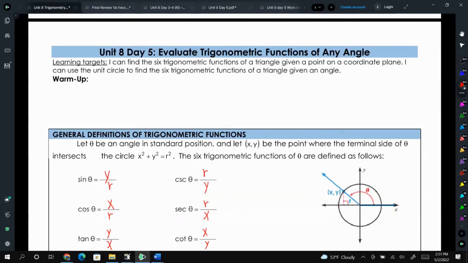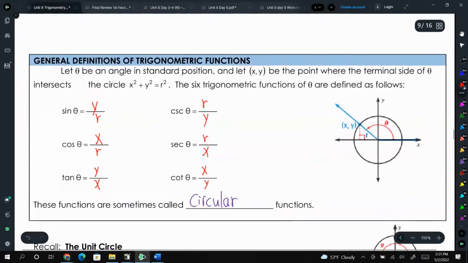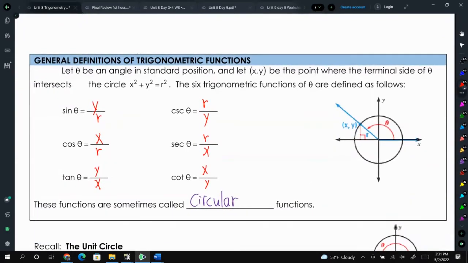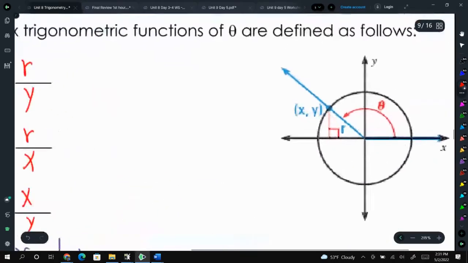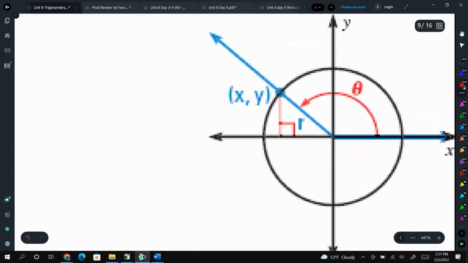Today we are going to evaluate trig ratios of any angle, and we're also going to relate that back to the unit circle. Down here, we talked about the sine, cosine, tangent ratio and how those are related to cosecant, secant, and cotangent. If we zoom in on the circle, if this is our angle measure here, and this is our point on that, your x value is the cosine, and the y value is your sine, your up and down distance, which refers back to x and y.